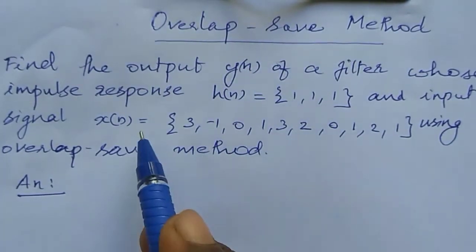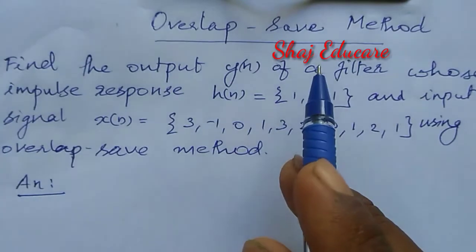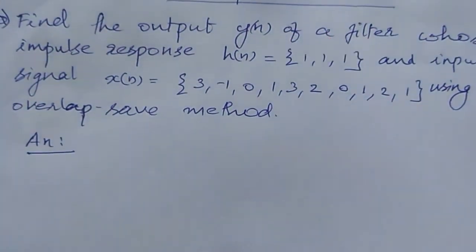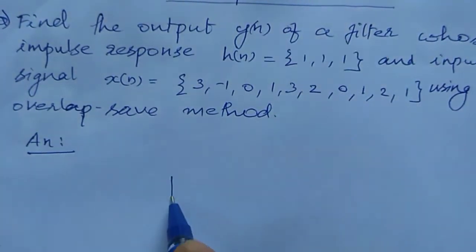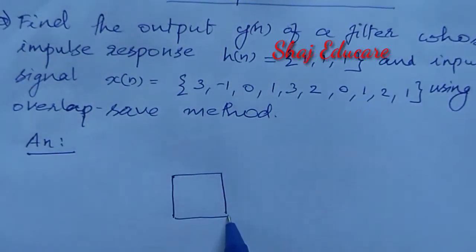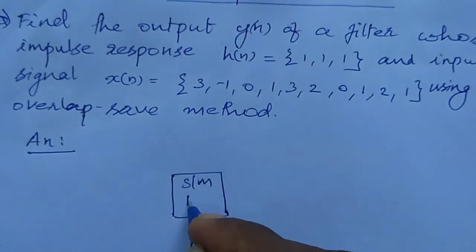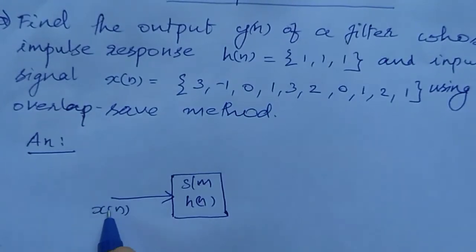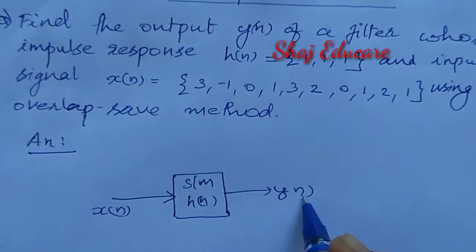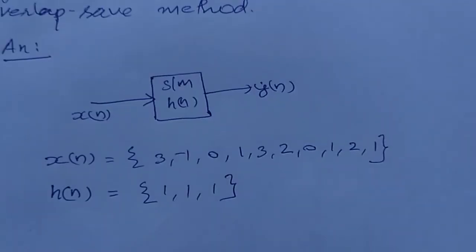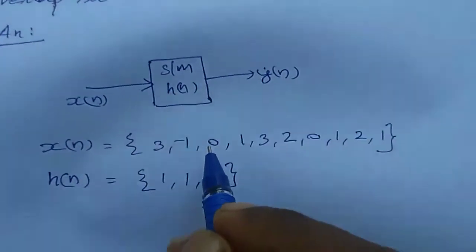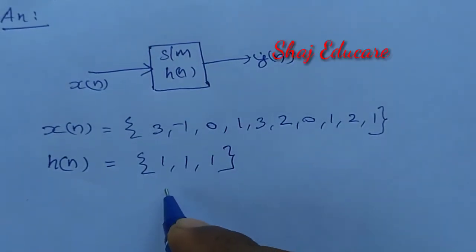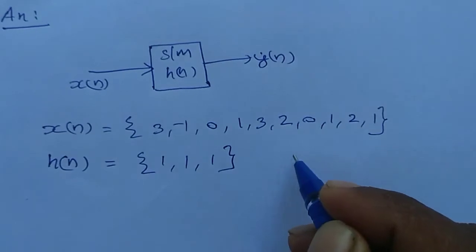Here the input is x of n, the impulse response is h of n, and the output of the system is y of n. So let us draw the schematic of this question. This is our system, whose impulse response is h of n, and input to the system is x of n, and the corresponding output is y of n. Now let us take the length of the impulse response, let it be m.